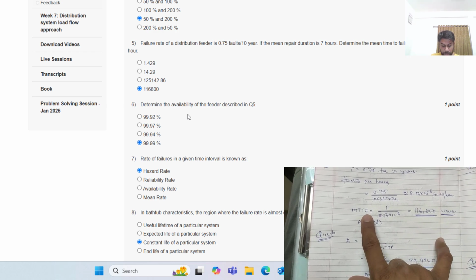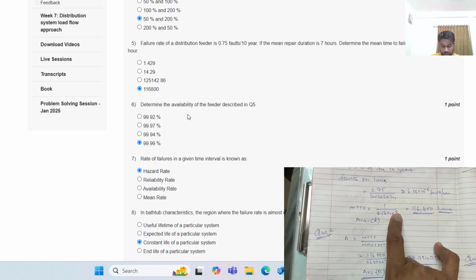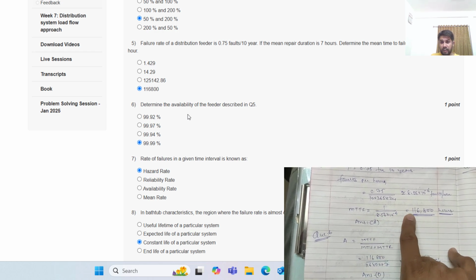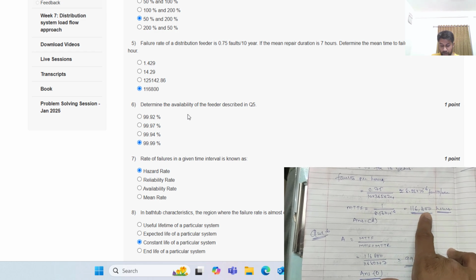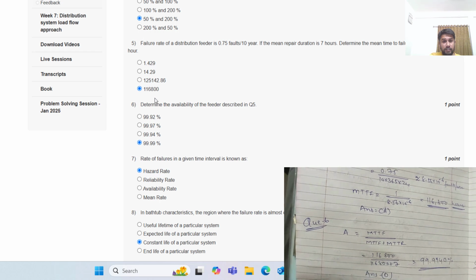So now mean time to fault is equal to 1 divided by 8.56 times 10 raised to minus 6. So we can find out MTTF is equal to 116,800 hours. So answer is D in this case.